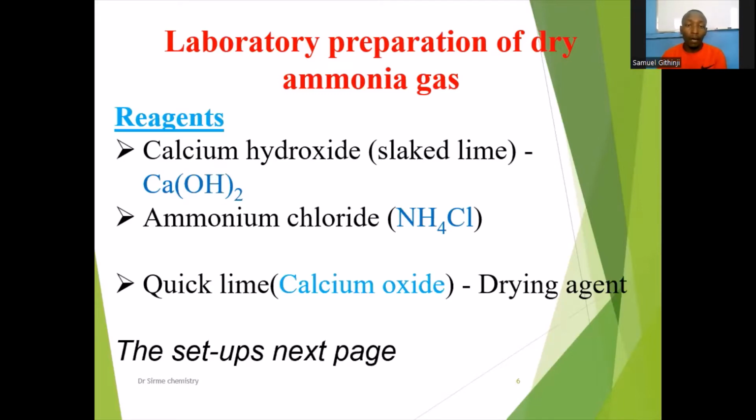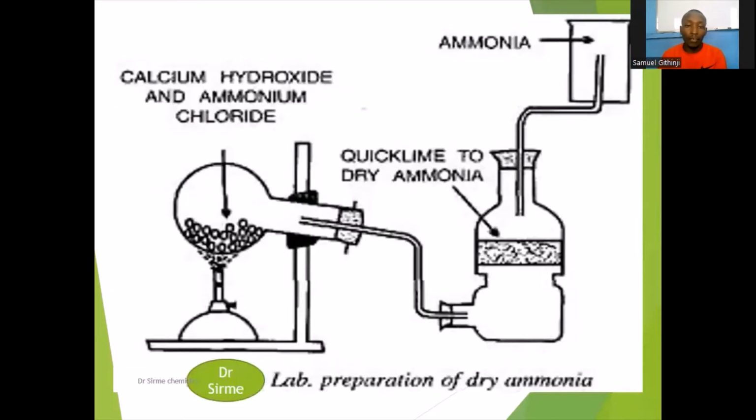Now the setup is as I've given there. You can see a round-bottomed flask with a mixture of calcium hydroxide and ammonium chloride, and it is heated. Look at the flask: it is in a slanting manner. That one you should know why. Then the gas is taken to the drying tower, where the calcium oxide, quicklime, is fed. The gas is collected by upward delivery, or rather it is called downward displacement of air.